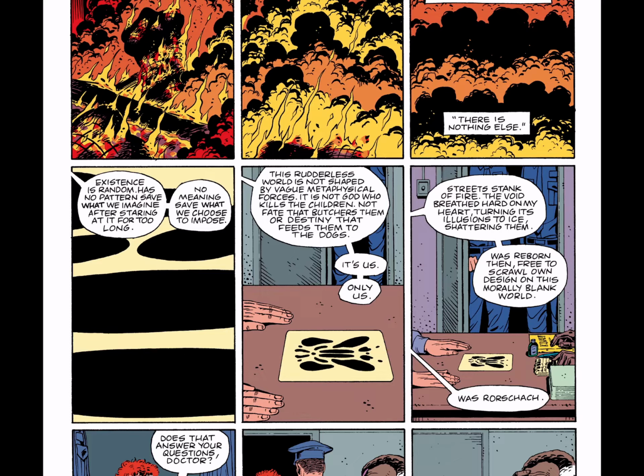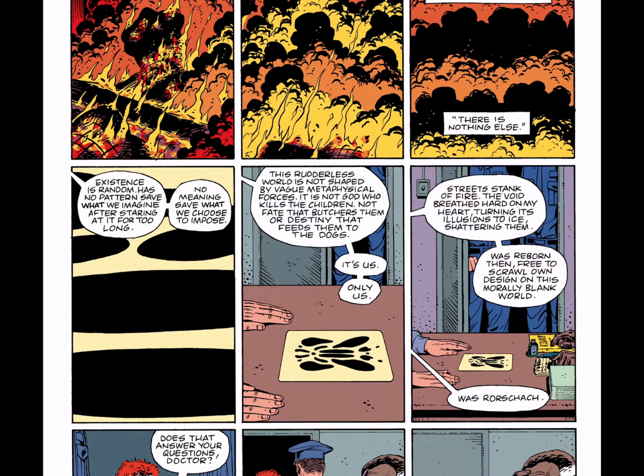And notice, Rorschach says, this rudderless world is not shaped by vague metaphysical forces. It's not God who kills children, not fate that butchers them, or destiny that feeds them to the dogs. It's us. It's only us. The only thing that exists in the world is human choice and human freedom and human action. And so that's the emphasis of existentialist philosophy. It's meant to reorient us, to make us realize that the only thing that gives things meaning within the world are the actions that we take, the values that we choose to believe in.